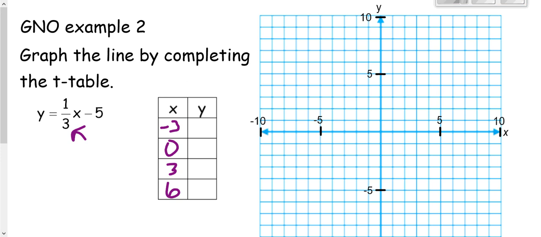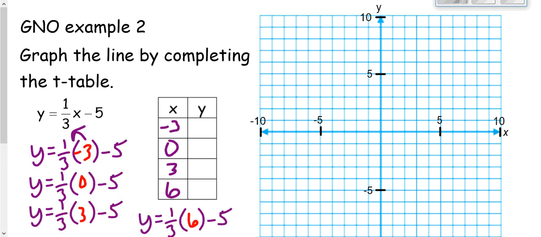So what are your possible output values? Let's look at our input of -3. So 1/3 times -3 will make a -1. Evaluate, or -5 will give us -6. Then we have 1/3 times 0, which is 0. -5 would be -5. 1/3 times 3 would be 1. -5 would be a -4. And then 1/3 times 6 would be 2. -5 would be a -3.